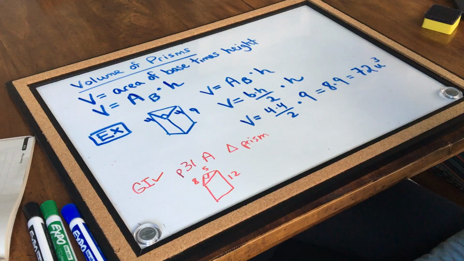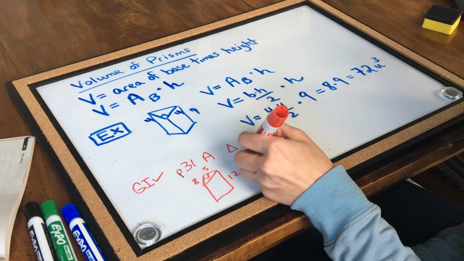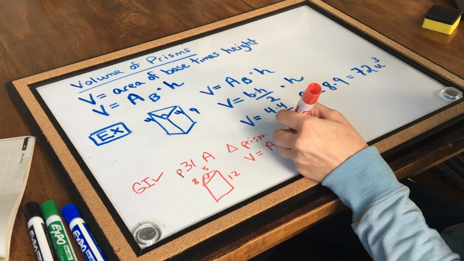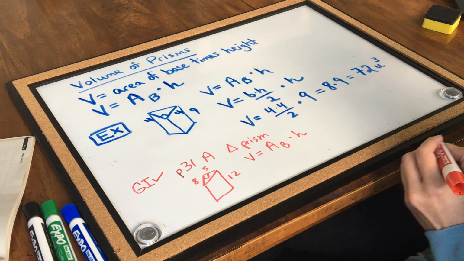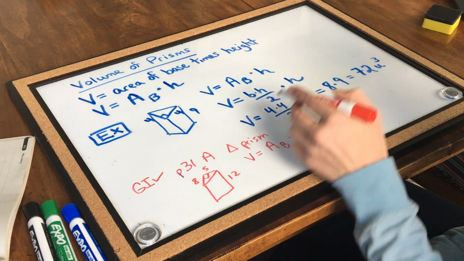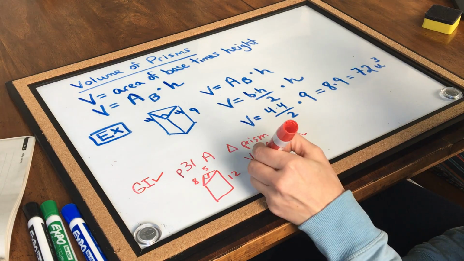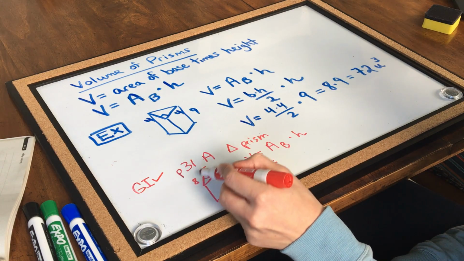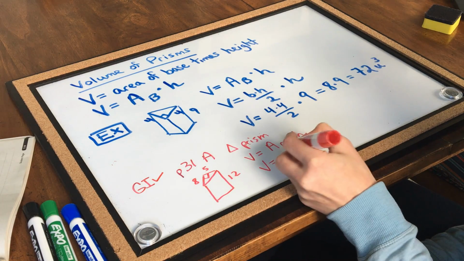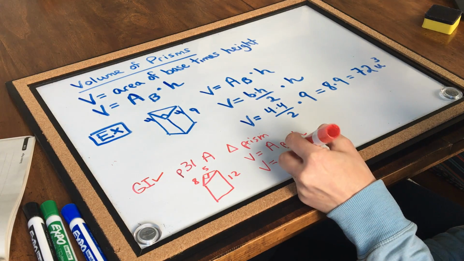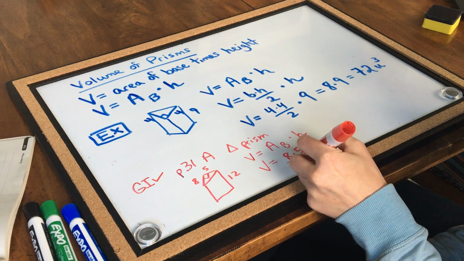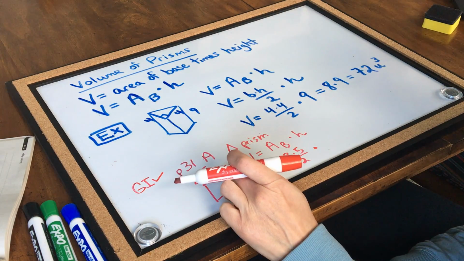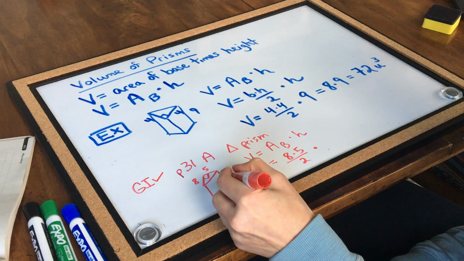Okay, let's do it. So my volume again is going to be the area of the triangular base times the height of the prism. So remember my triangle formula, base times height divided by 2. So if I look at this, I have a base of 8, height of 5. So my area formula for the triangle is going to be 8 times 5 divided by 2. And then I'm going to multiply that by the height of the whole prism, which in this case is 12.